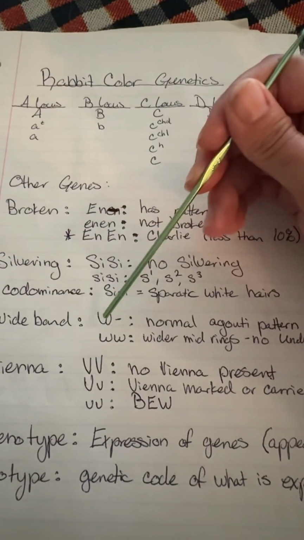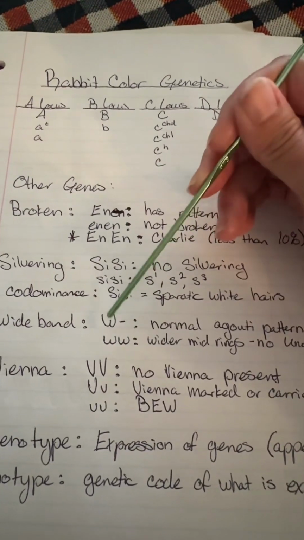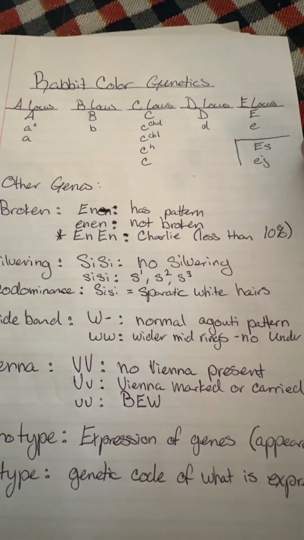Because it's recessive, any of these that are paired with the dominant trait is going to produce a normal agouti pattern.